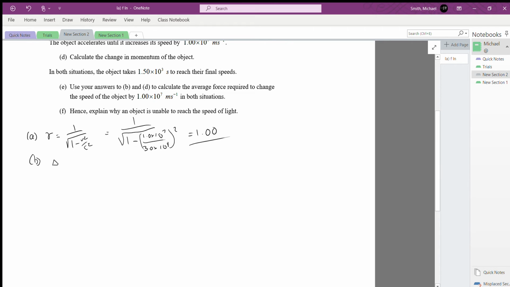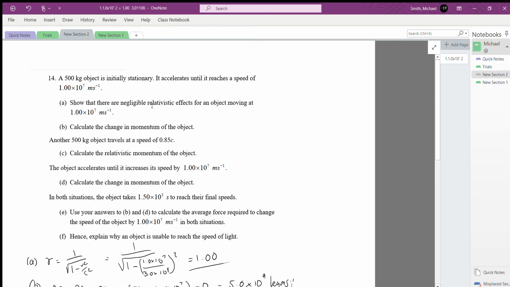So here, change in momentum is the final, take the initial, which is our 500 times 1 times 10 to the power of 7, take away 0, which ends up being 5.0 times 10 to the power of 9 kilograms meters per second. That was fairly straightforward as well.